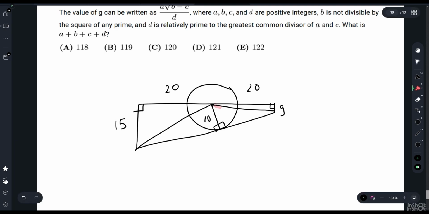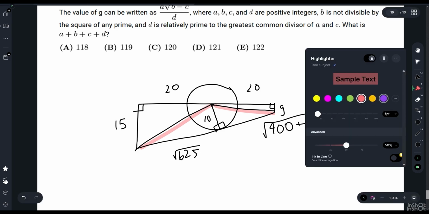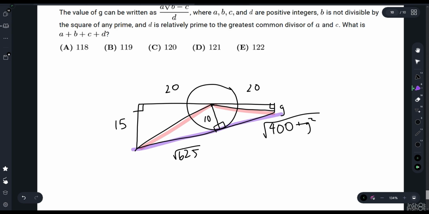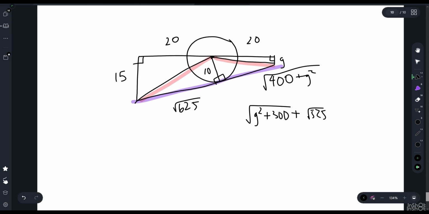So now we know that this length is equal to square root of 400 plus g squared. And this length is equal to square root 625. So now by Pythagorean theorem, we know that these two purple lengths is going to be equal to square root of g squared plus 300 plus square root of 525, just by Pythagorean theorem alone.